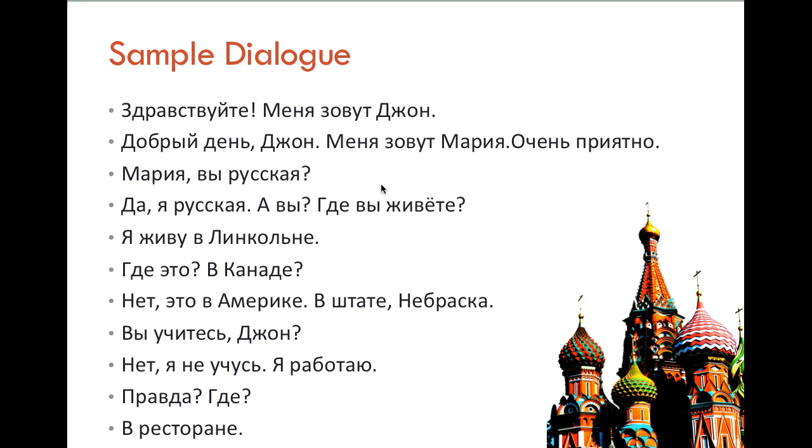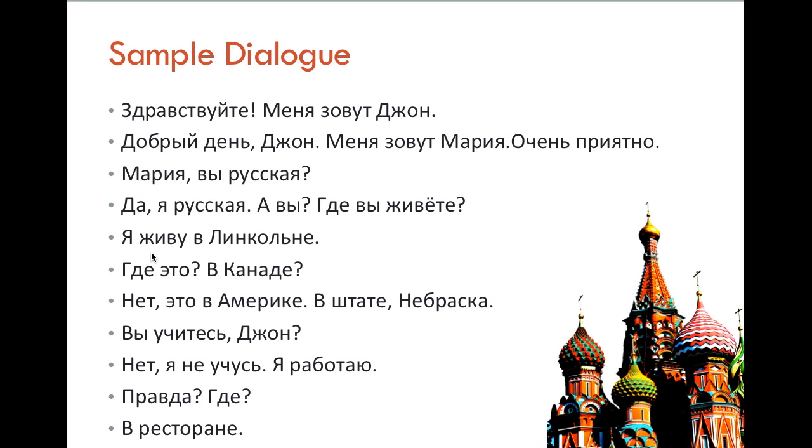Good. Okay, so what just happened in this dialogue? Здравствуйте, меня зовут Джон. Добрый день, Джон. Меня зовут Мария. Очень приятно. Okay, this is two people introducing themselves to each other. So then John asks Maria, Maria, вы русская? And she replies, да, я русская. А вы? What do you think she's asking here? What would any polite person do? Good, you ask them. And you? Where do you live? Где вы живете?